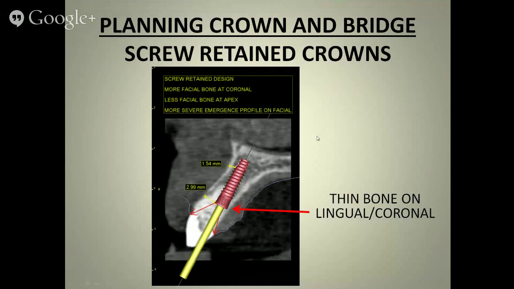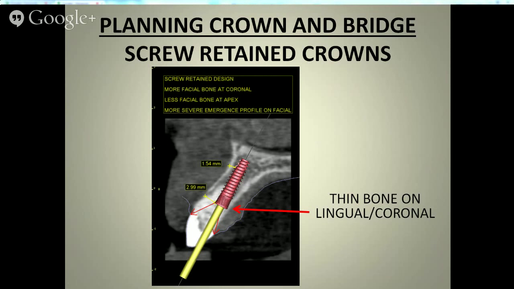And there's a lot of dynamics that go on in planning these that change the position of the implant in the bone, change the emergence profile of a crown in the bone, and change the thickness of bone on the facial and lingual to a point where it depends upon the practitioner. Are you comfortable with the thicknesses of bone you're working with in a cement retained versus a screw retained restoration?